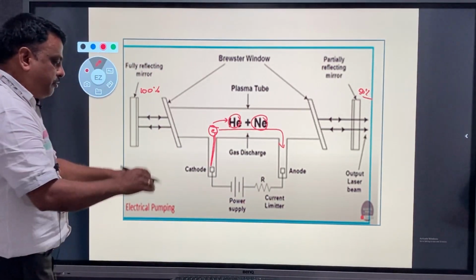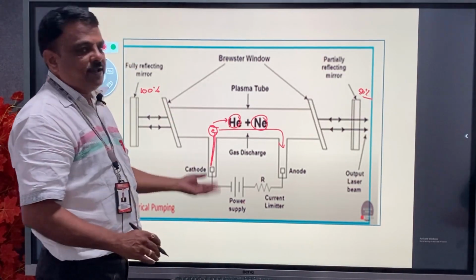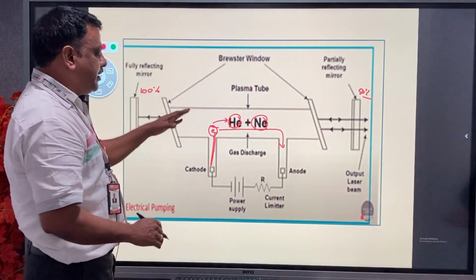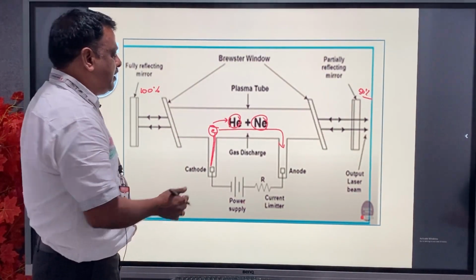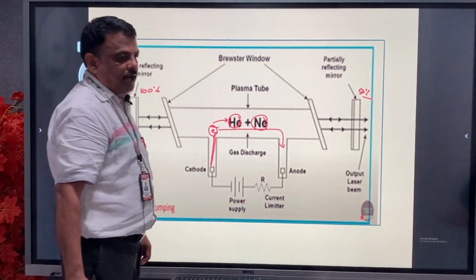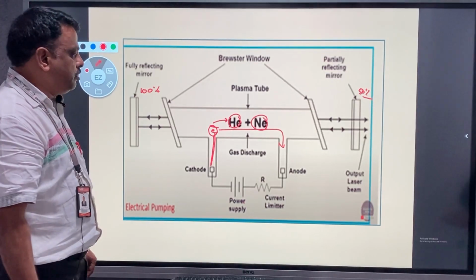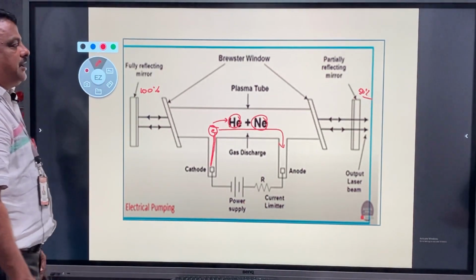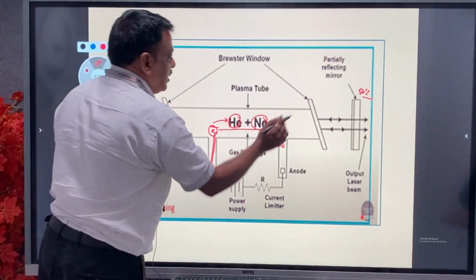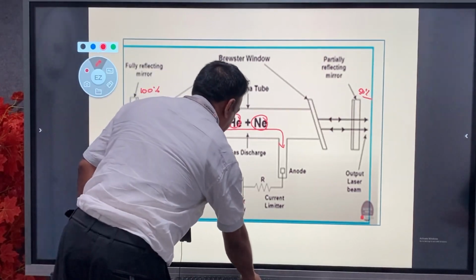The helium in the excited state, after completion of its lifetime, goes to the ground state. In the process, the helium collides with the neon atoms and transfers its total energy to the neon. So neon atoms rise to the excited state, participate in the laser action and produce the laser output. This is the working of the helium-neon laser.